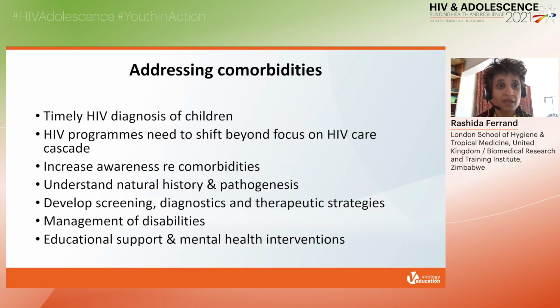So what are we going to do? Essentially, we need to increase timely diagnosis still of HIV. HIV programs need to shift beyond focus on HIV care and viral suppression. We need to have increased awareness of morbidities, and we need to understand their natural history and pathogenesis. We need to develop screening, diagnostics, and therapeutic strategies, and we need to have a bigger focus on management of disabilities and focus also on educational support and mental health interventions.